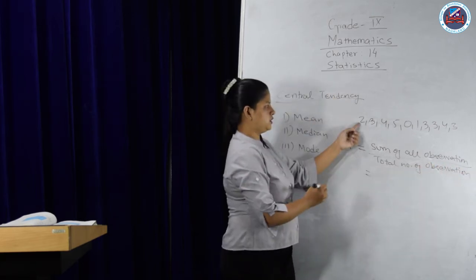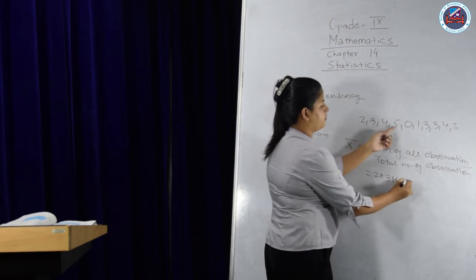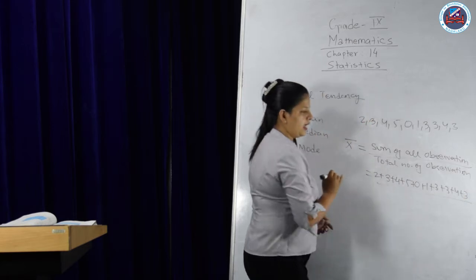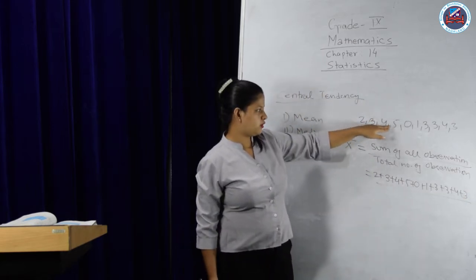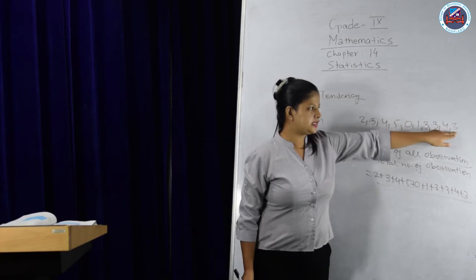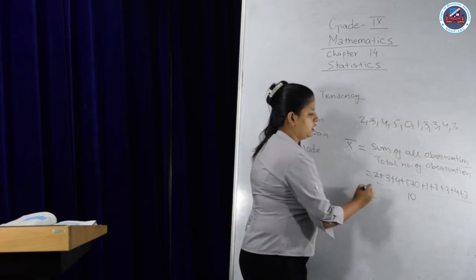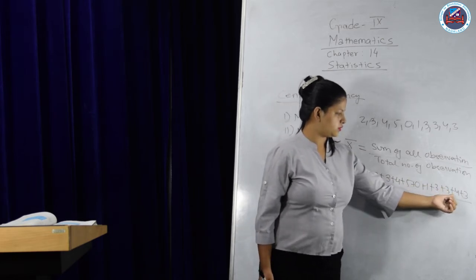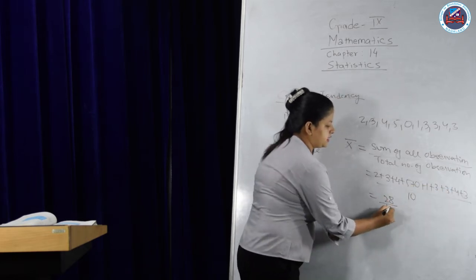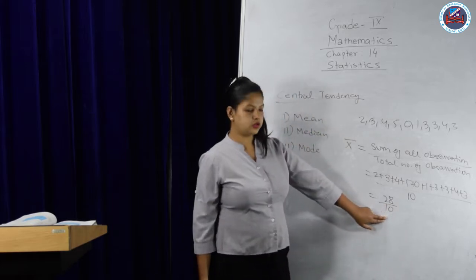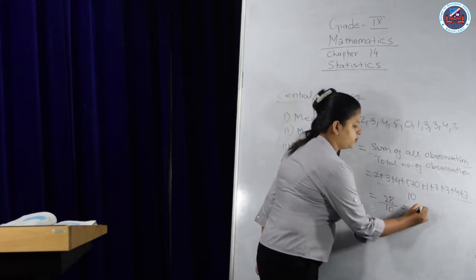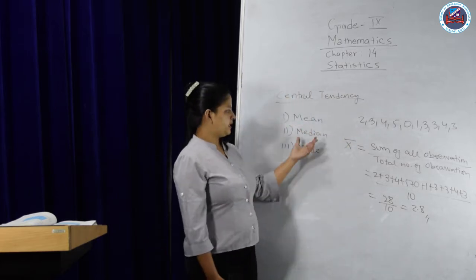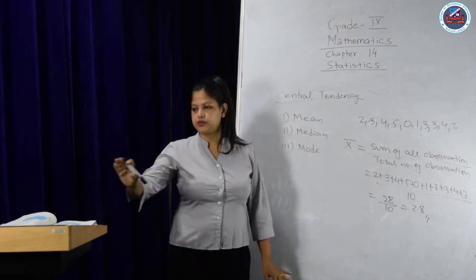So here the sum of observations is 2 plus 3, 4 plus 5 plus 1 plus 3, 3, 4, 3. And total number, how many goals are there? 1, 2, 3, 4, 5, 6, 7, 8, 9, 10. So divided by 10. Now add them all. 28 divided by 10. So in the denominator there is 10, so the decimal point will come before one digit. That is 2.8, the mean goal for that particular data. So this is how you find mean. In this same way calculate mean for all the given questions.